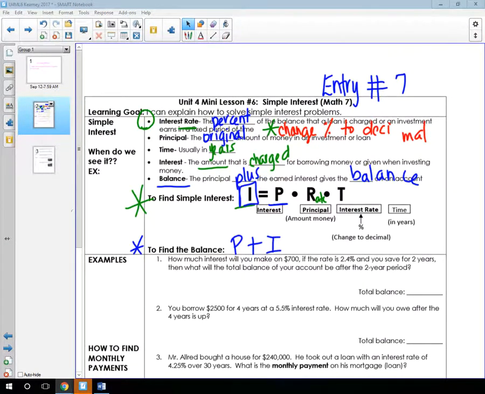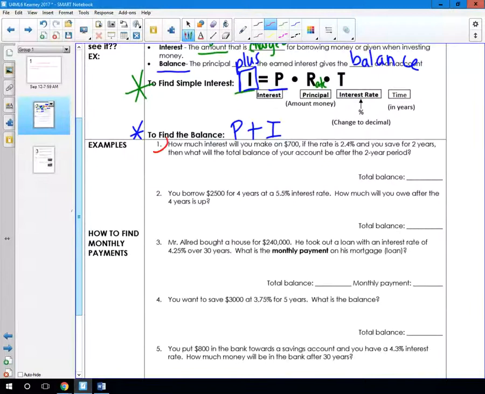All right, and I know that was a lot of words, so let's just hop right in and try a practice problem so you'll see what I'm talking about. So let's go down to number 1. Same thing when you're solving these problems, guys, sometimes you're looking for the interest and sometimes you're looking for the total. So I still want to see you boxing in the question and writing what you want to know. When we read number 1, it says, how much interest will you make on $700 if the rate is 2.4% and you save for 2 years? Then what will the total balance of your account be after the 2-year period?